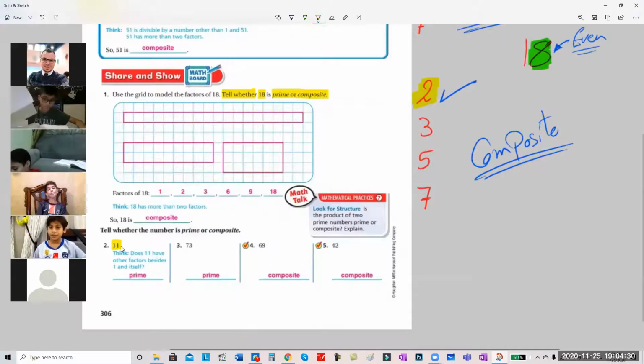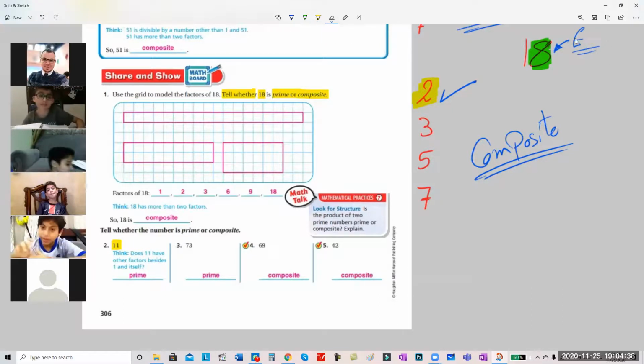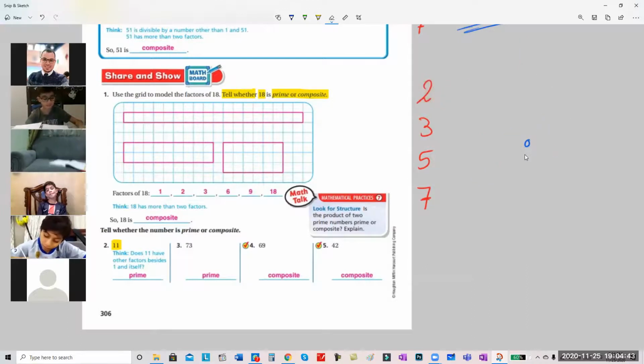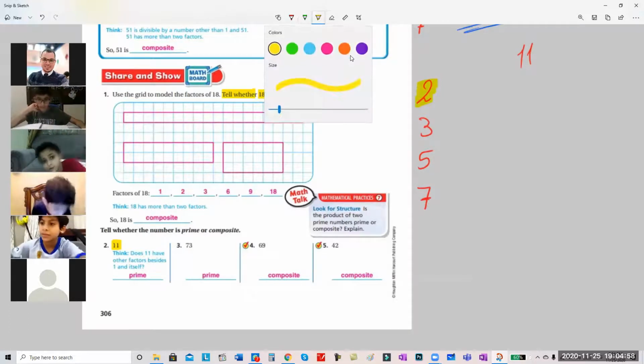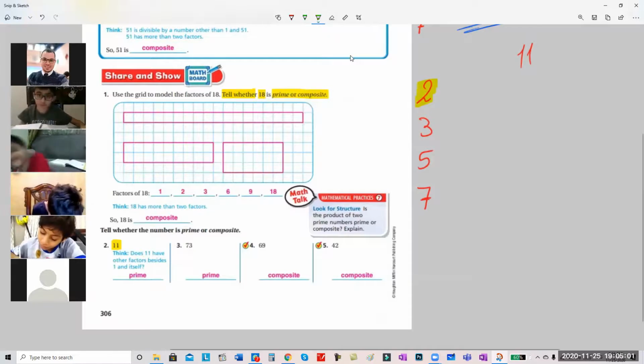Okay, 11. Can you tell me if 11 is a prime or composite number? Let's make a space for it and rewrite it here. 11. How can we check with 2? Because in the multiplication table of 2, there's nothing that equals 11. Great, you're great.